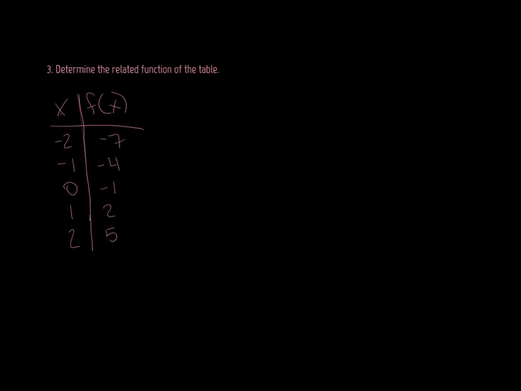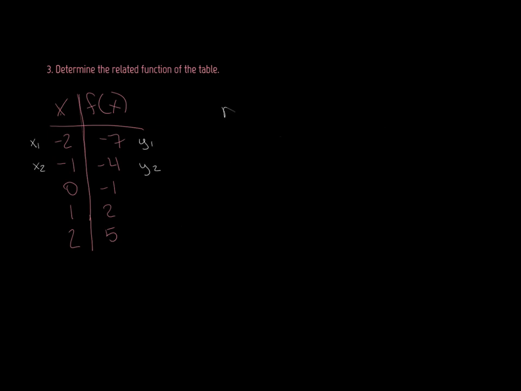Number 3 says determine the related function of the table. So there's several ways I can do this. I'm going to show you one. Just know that there are several ways that you can do this. Okay, so I'm going to start out by saying, what is my slope? I'm going to use this as x1, x2, and I'm going to use this as y1 and y2.